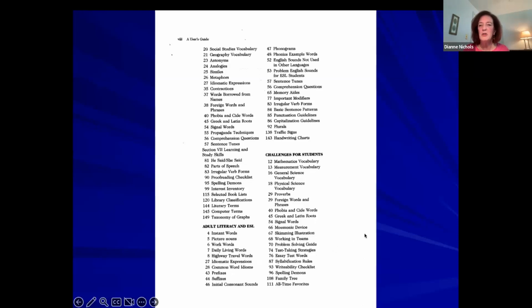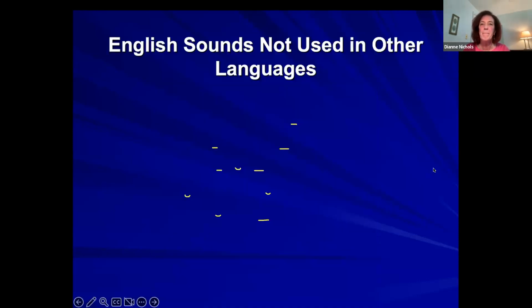And the next page is really important for us. Here's a whole bunch of things for adult literacy and ESL, or English Second Language learners. And there are great things there. Then challenges for students is helpful. If you have an English language learner who happens to be very highly educated in their native language and they're thinking of going into careers in science or technology or something like that, there are some vocabularies and things that may be very helpful there for them.